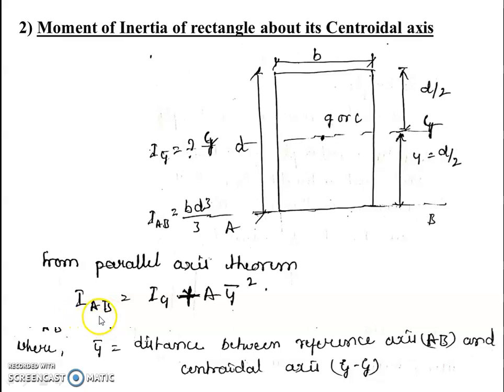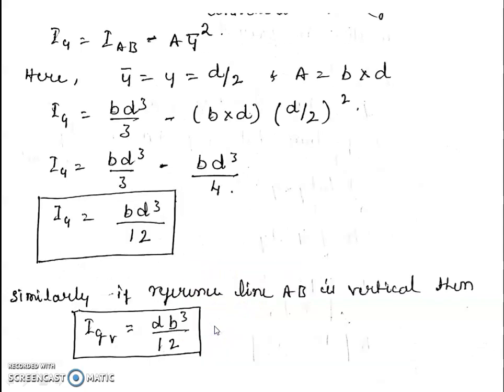The moment of inertia with respect to the AB base, from the parallel axis theorem, is equal to the moment of inertia about the centroidal axis, I_G, plus the product of A multiplied by the square of the perpendicular distance, where A is the area. Okay, now we will see. I will apply the parallel axis theorem. Here y bar is equal to y.